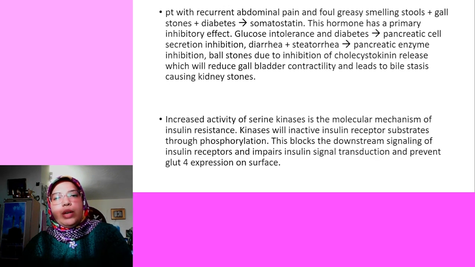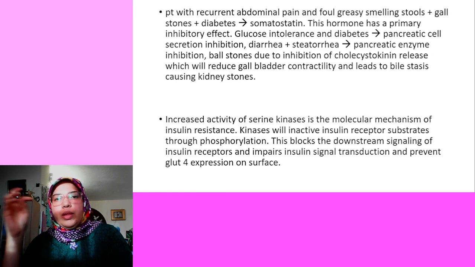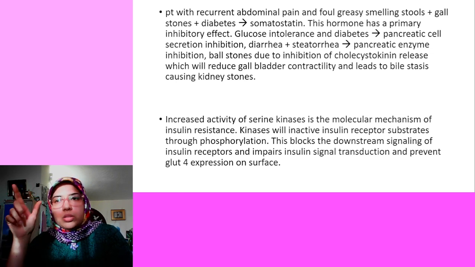A patient with recurrent abdominal pain, foul, greasy smelling stools, gallstones, diabetes. So there's a constellation of symptoms, right? Recurrent abdominal pain, foul, greasy smelling stools. Okay, I'm thinking lack of pancreatic enzymes. Gallstones, I'm saying decreased cholecystokinin. And diabetes, decreased secretion of insulin from the beta cells. So that is likely somatostatin.